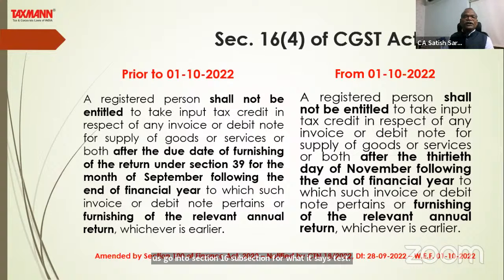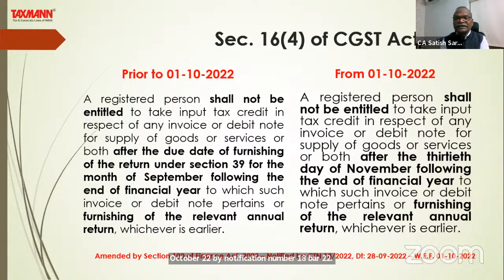Prior to 1st October 2022, Section 16, subsection 4 had the condition that the previous year input tax credit has to be claimed before the due date of the September month return or the date of furnishing of the annual return, whichever is earlier. Later, from 1st October 2022, this section was amended by Finance Act 2022 by Section 100, and notified with effect from 1st October 2022 by Notification number 18/22 dated 28 September 2022.